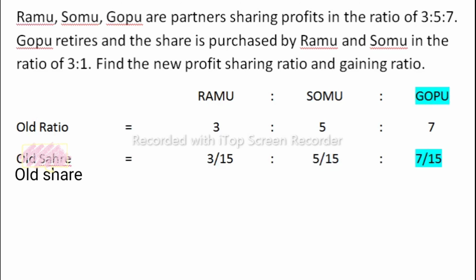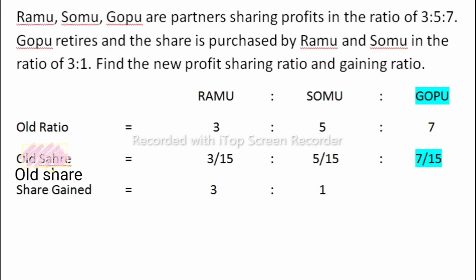First I've written out the old ratio and the old share. The old share is 3/15 for Ramu, 5/15 for Somu, and 7/15 for Gopu, and Gopu is a retiring partner. His share of 7/15 is going to be taken up by Ramu and Somu in the proportion of 3:1. So it is called the share gained by Ramu and Somu.